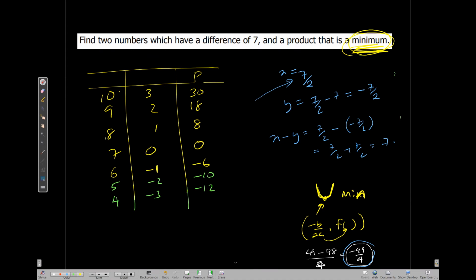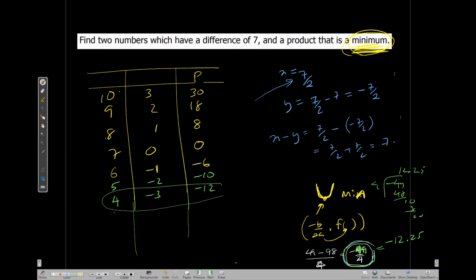And at this point, I would like to take this. You see, the minimum product, we found this value over here, negative 49 over 4. And if you simplify it, negative 49 divided by 4, so 12, 48. 1 remains, so 12.25. So we are close in this one.